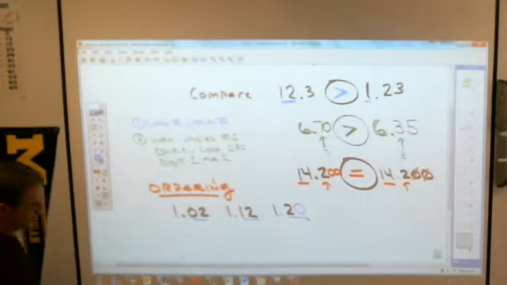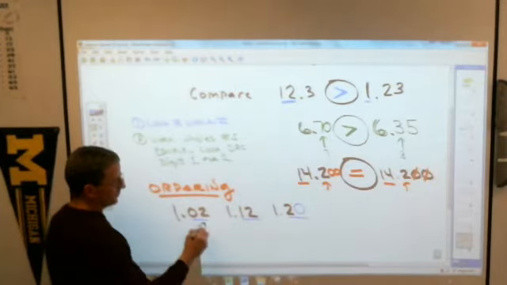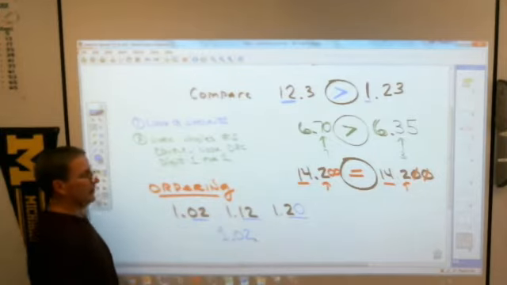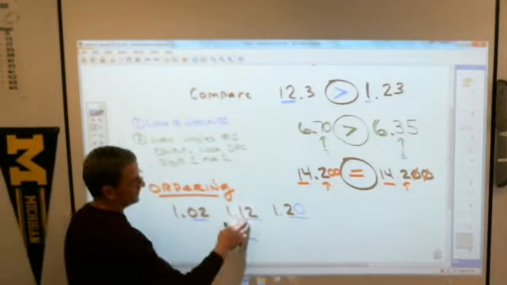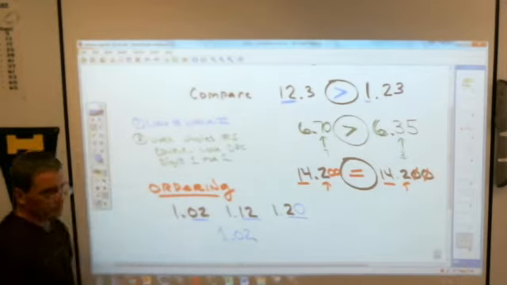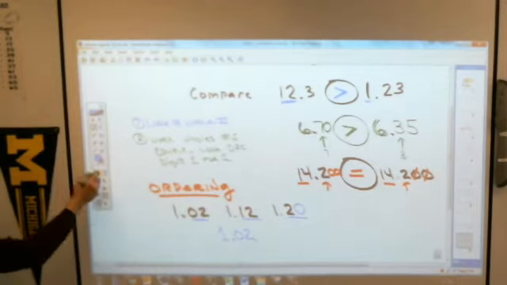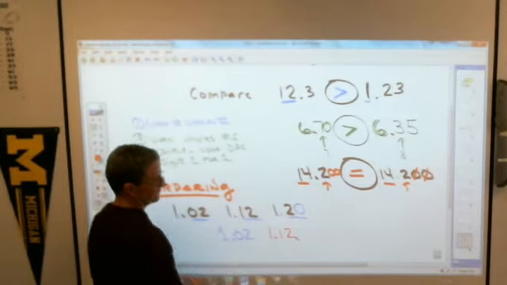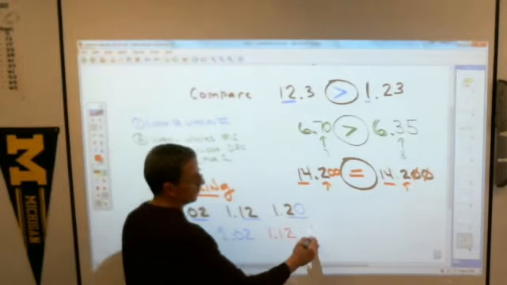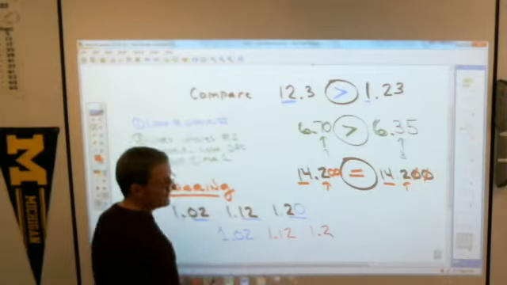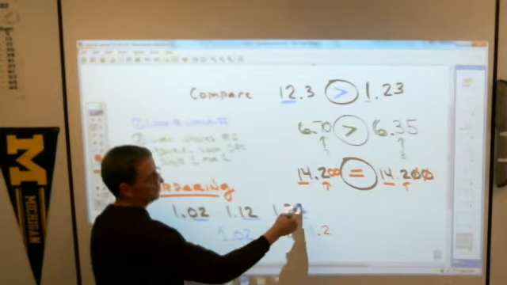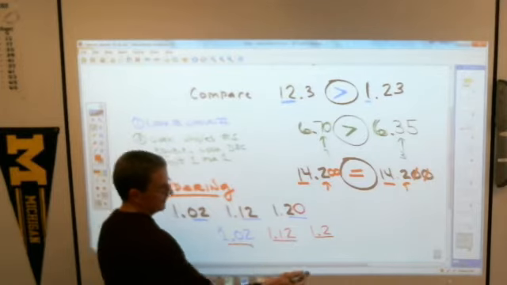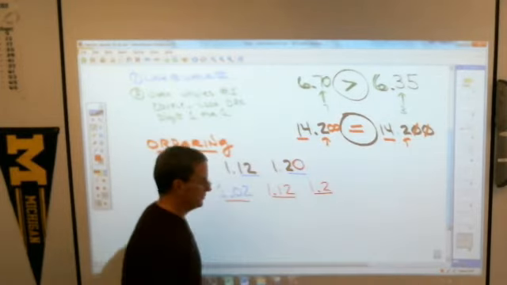Nathan? 0.02. Right. So the first one you're going to write down from least to greatest is 1.02. Then you're left with 0.12 or 0.20. Which one's the next biggest? Addie? 1.12. Yeah, 1.12. And then the last one would be 1.2. Now when I read the answer, I'm not going to read it with the 0 that you put in there. I'm going to read it with what they gave you.